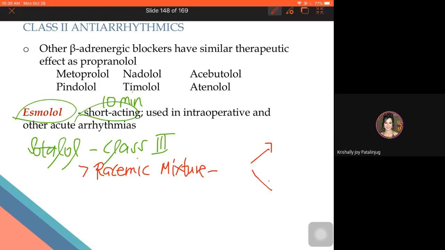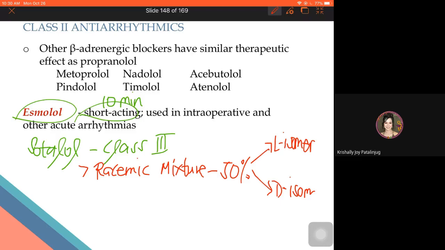Equal isomers. 50% is made up of the L isomer, and the remaining 50% is made up of the dextro isomer. So it has equal dextro and levo isomers. Again, this is called a racemic mixture. So that is distinct about sotalol.